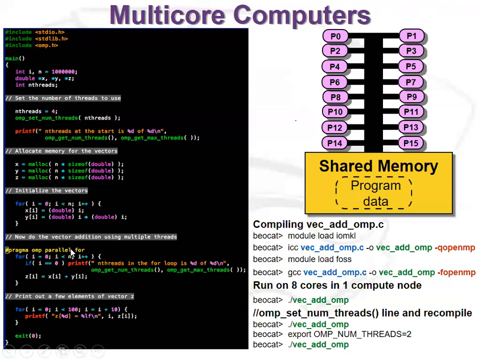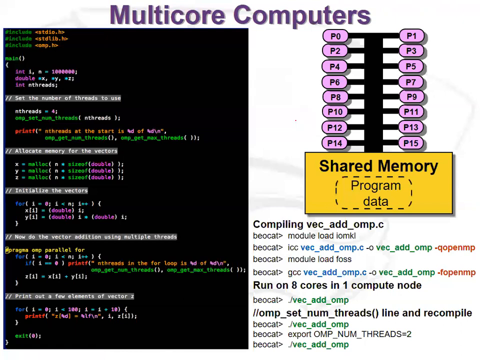So I'm going to parallelize automatically this for loop. And what this is going to do is each thread is going to work on part of this loop. I'm not telling it how to do that. The OpenMP system is going to determine that for itself. I can give it some directions.